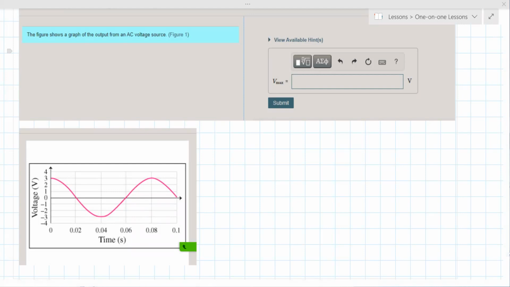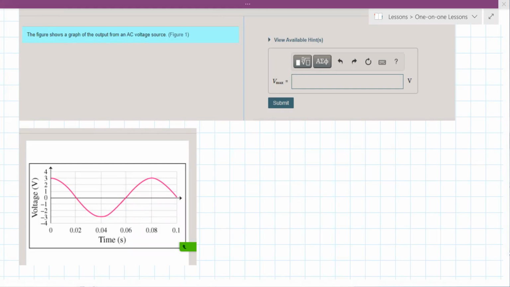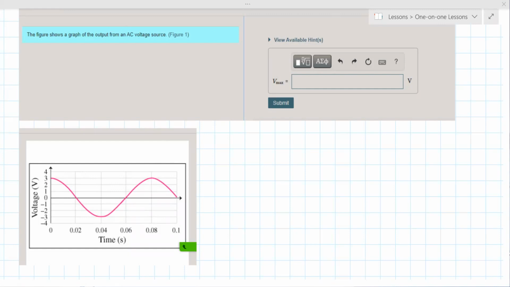Which one was it again? It's this one that says the figure shows a graph of the output from an AC voltage source, graphical analysis of AC voltage source, conceptual question. The max voltage is just this 3 here because it's graphing. Oh, I see. That's correct. What's the average voltage of the source? Yeah, so I think that's the same as before. It's the V max divided by the square root of 2.